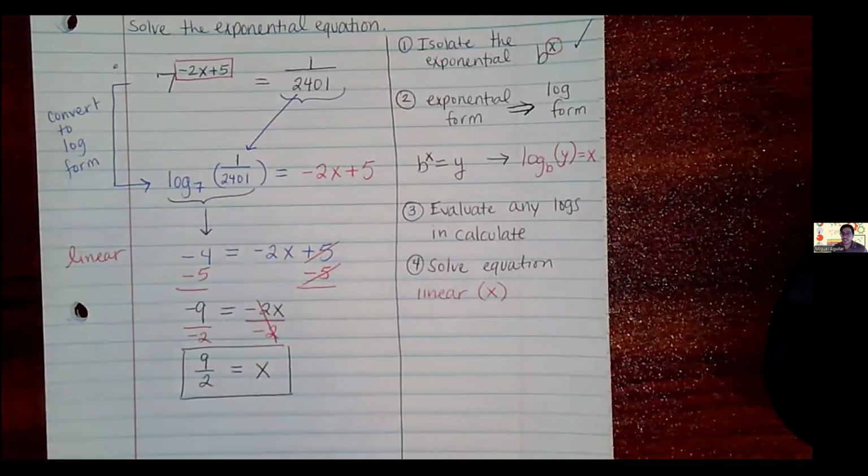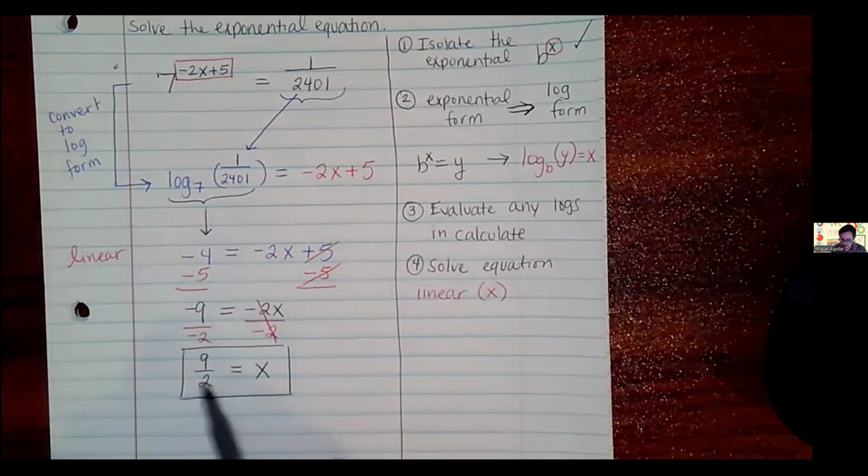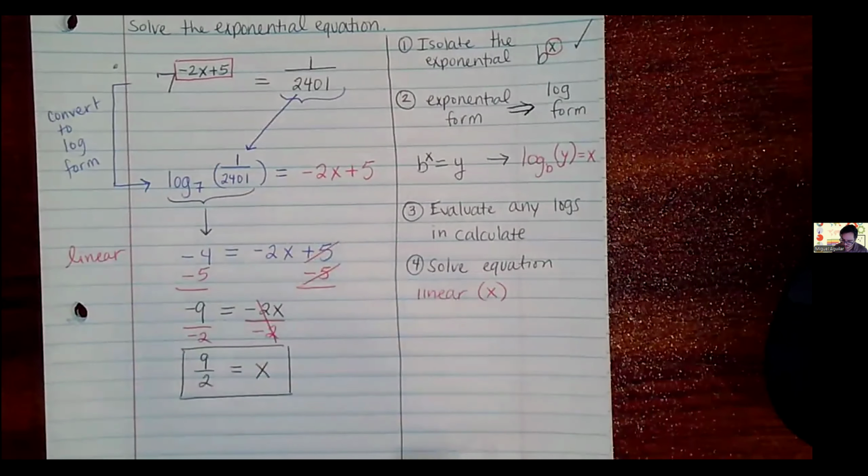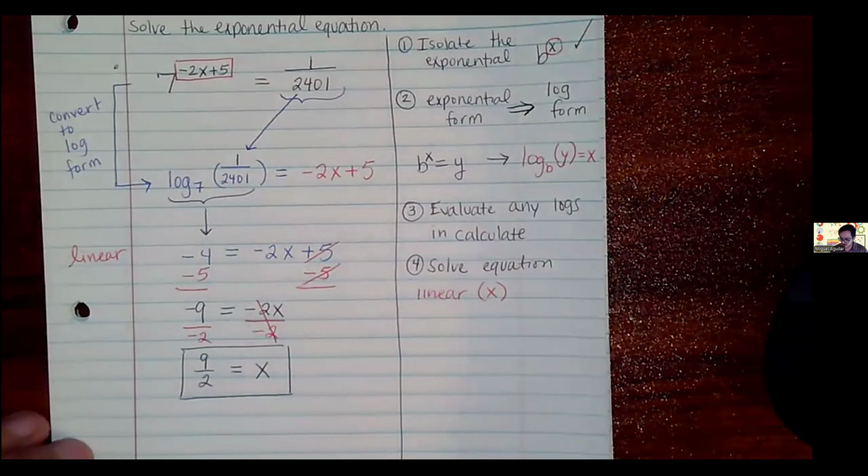And that's it, because we're just trying to get x by itself, okay? And we have x is equal to some number. So that means our solution set must be 9 over 2. Any questions, comments, concerns?